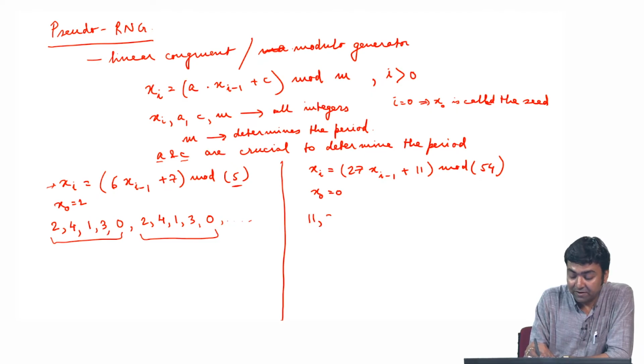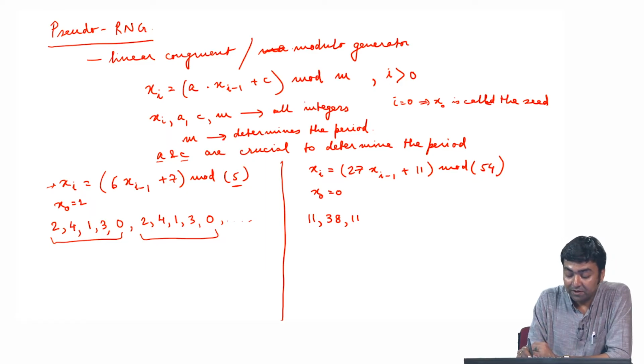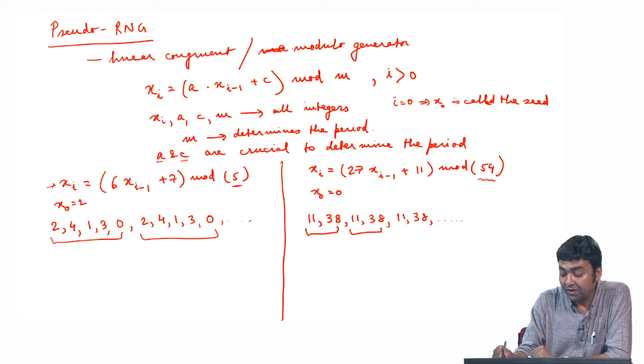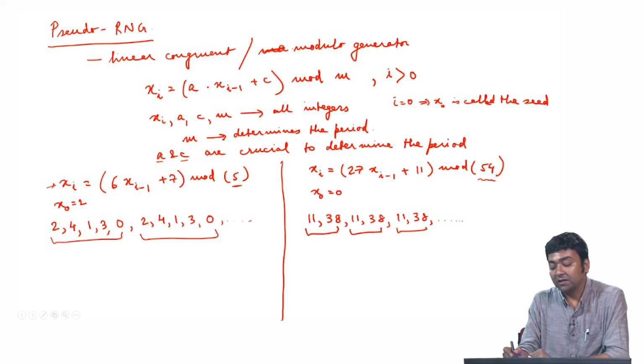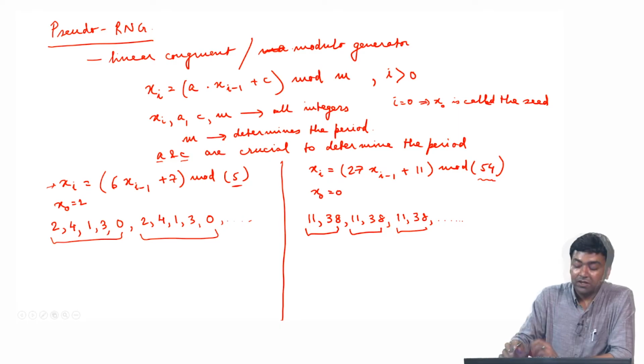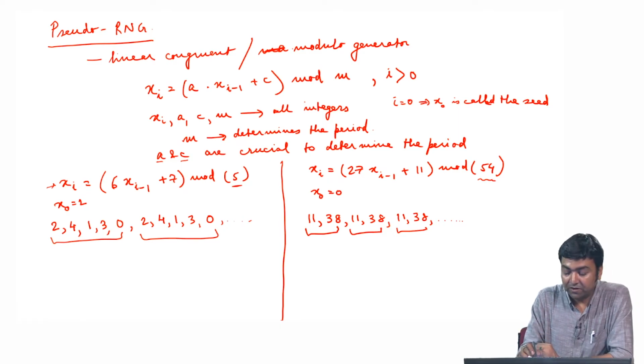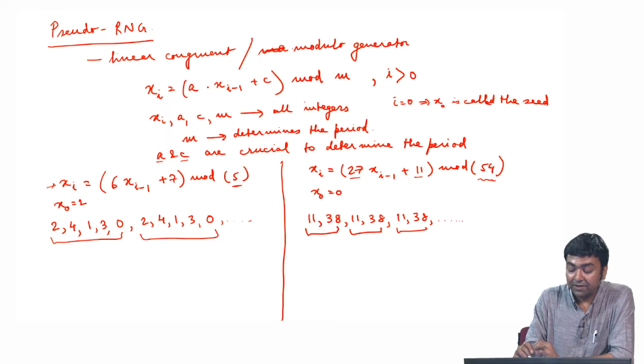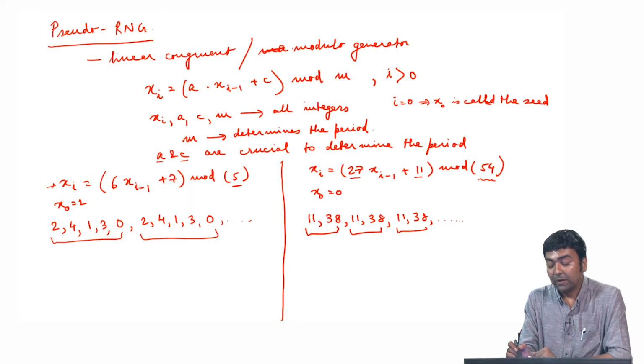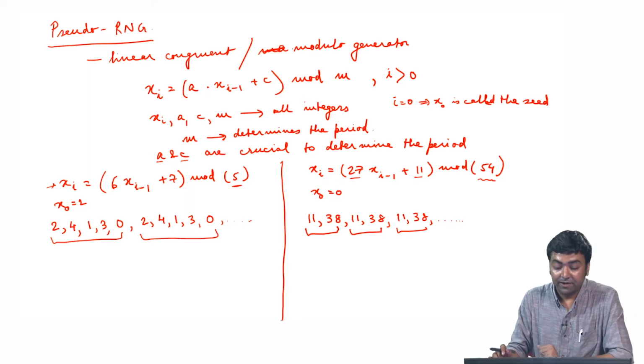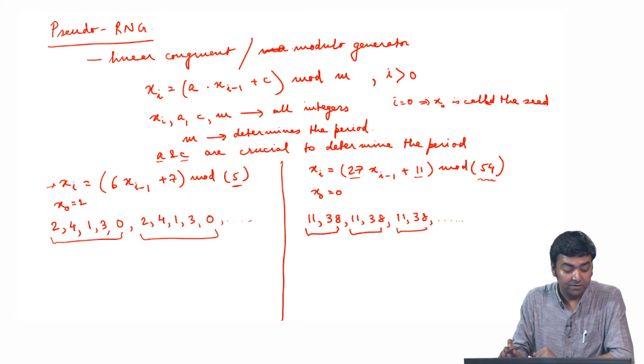I get the first number 11, second number 38. I would have expected some different number, but to my surprise I get again 11, 38, 11, 38 and so on and so forth. So, although I would have thought that I would have got a period of 54, in reality I am getting a period of 2. So, this highlights the importance of these two constants, a and c, and how they can significantly affect the period of the series.